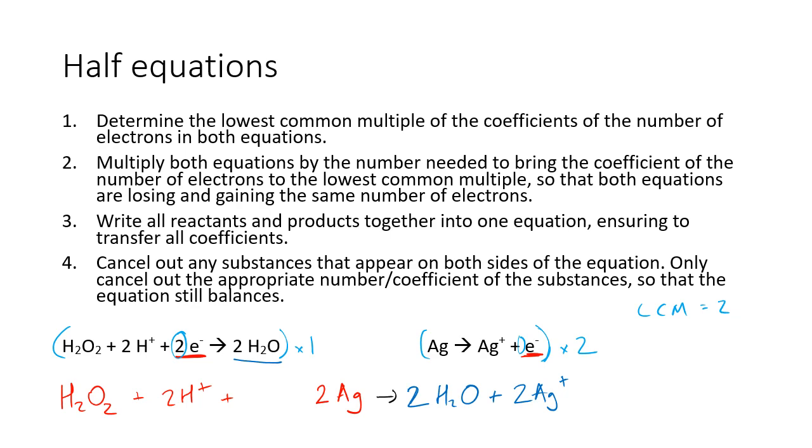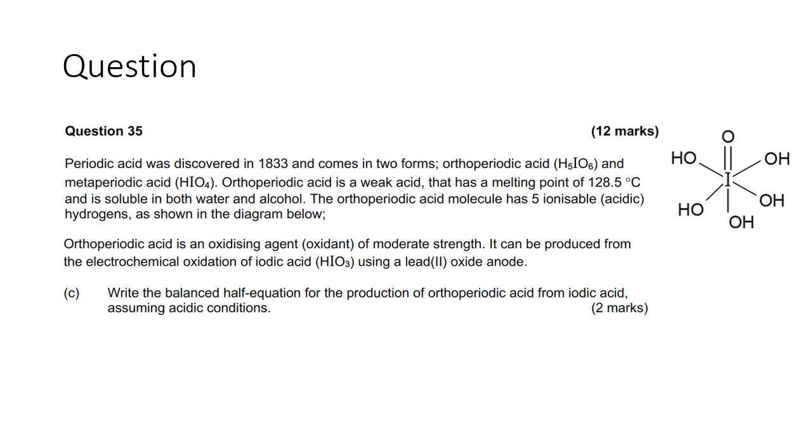Let's go practice some more. Okay, let's write out this half equation. Periodic acid was discovered, and so on. Orthoperiodic acid, that's this one here, and metaperiodic acid, they're 2 different forms. Orthoperiodic acid is a weak acid, and it's shown in that diagram there. So that's the orthoperiodic acid molecule, and that's that thing there.